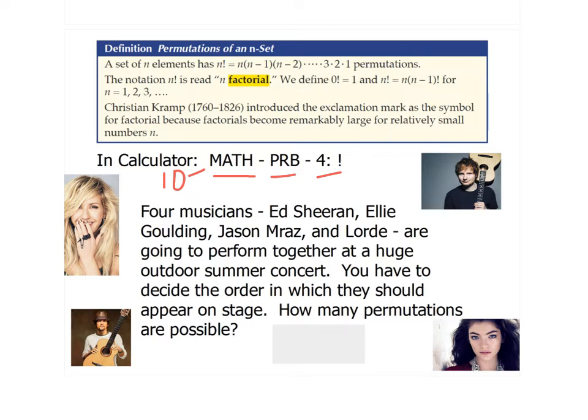So here we have an example. It says 4 musicians, Ed Sheeran, Ellie Goulding, Jason Mraz, and Lorde, are going to perform together at a huge outdoor summer concert. You have to decide the order in which they should appear on the stage. How many permutations are possible?